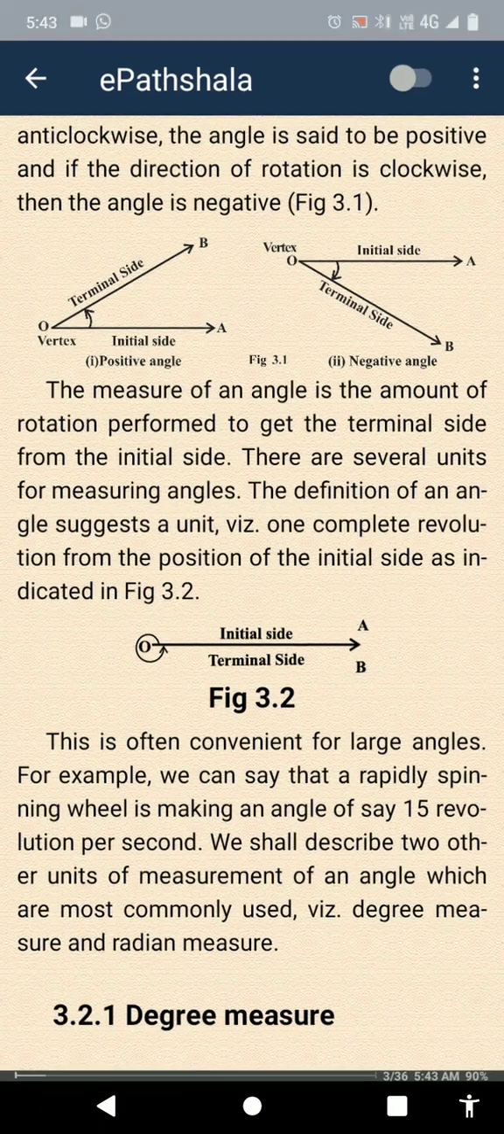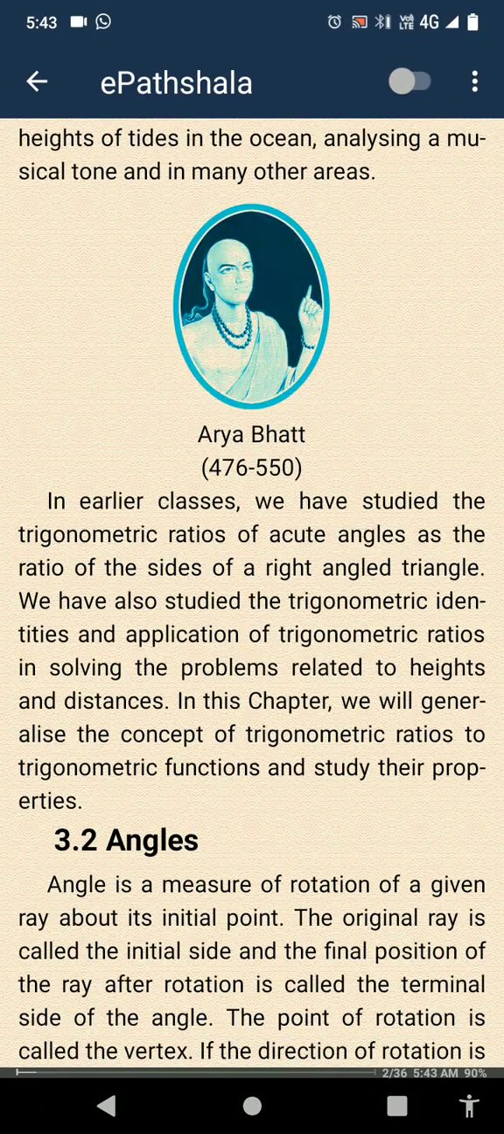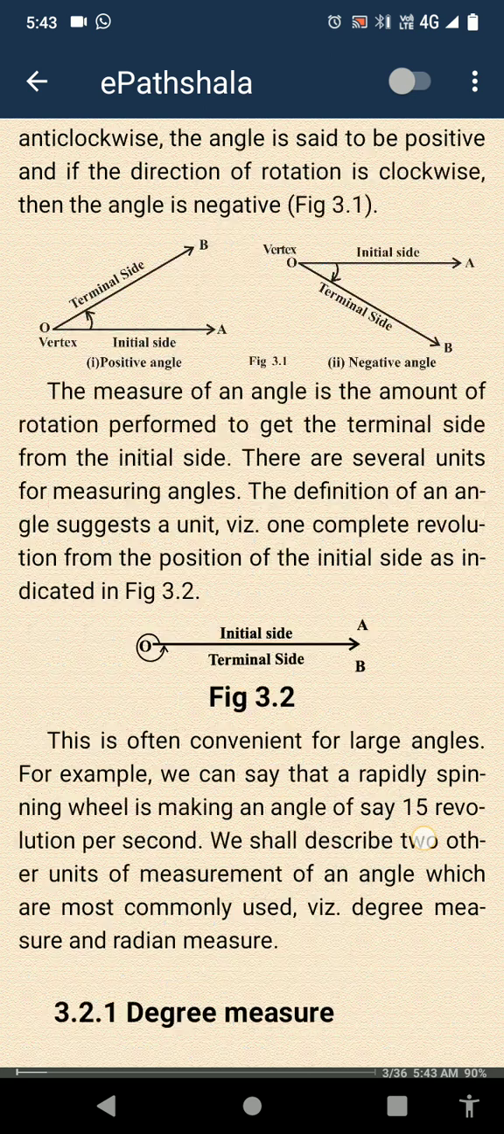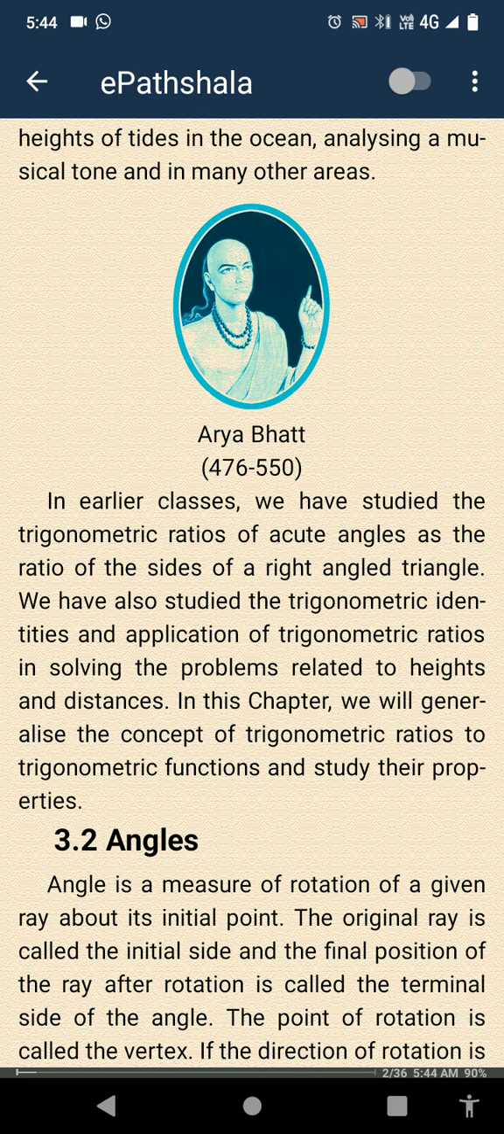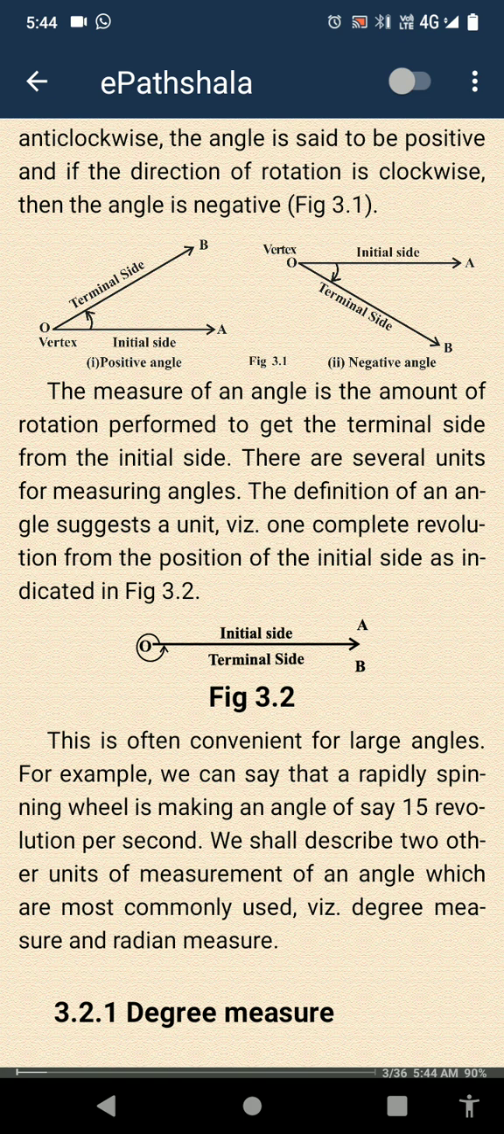So you can see about angle. Angle is a measure of rotation of a given ray about its initial point. The original ray is called the initial side. You can see that OA is the initial side because it is the original ray. And the final ray is called the terminal side. OB is the terminal side. You can see the figure 3.2, which also explains more about that rotation.